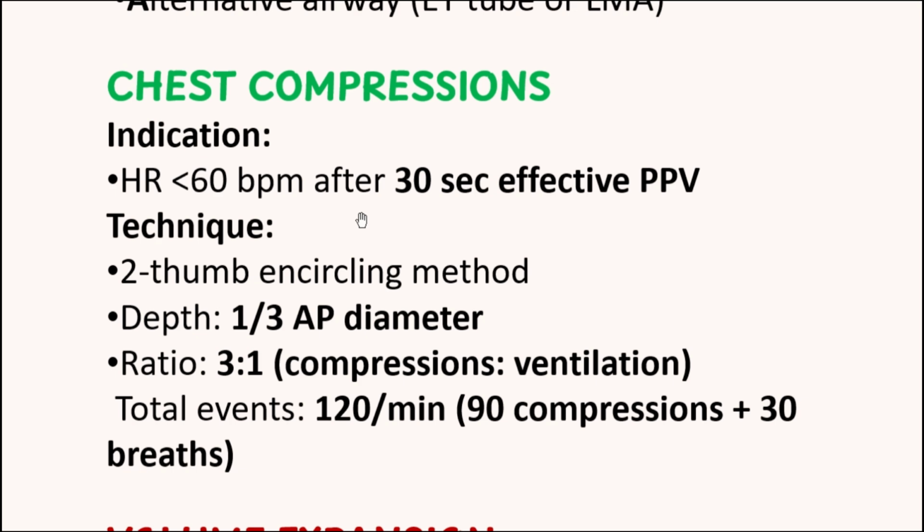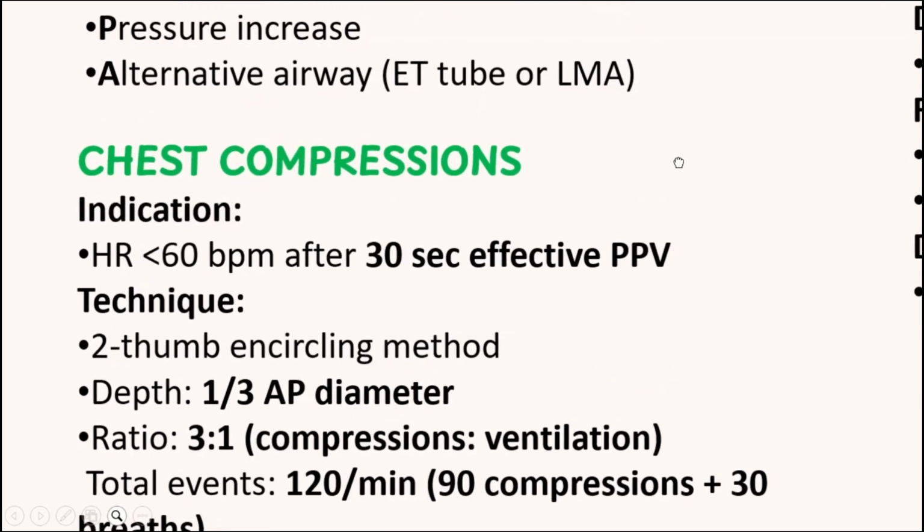Then the ratio is going to be 3:1 to ventilation. So you're going to do 3 compressions, 1, 2, 3, and then press the bag valve mask. That is for the fourth count. Then 1, 2, 3, 4, you ventilate. And the number of total events is going to be 120 per minute. So you're going to do 90 compressions and 30 breaths in 1 minute.